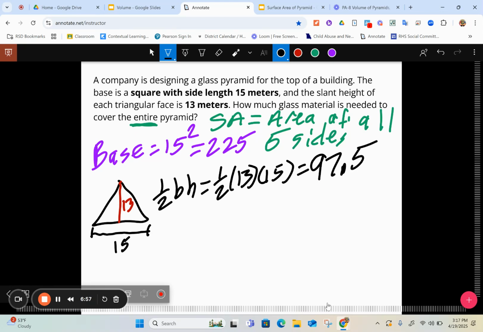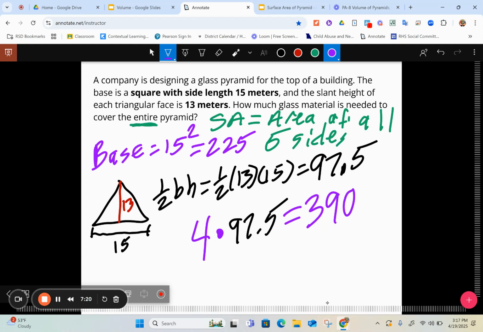97.5. However, on a pyramid that has a square base, so think a square has 4 sides, you're going to have 4 triangles. So we've got to do 4 times this 97.5. So times 4. That turns out to be a whole number of 390. Then I want to take this number and add it to this number.